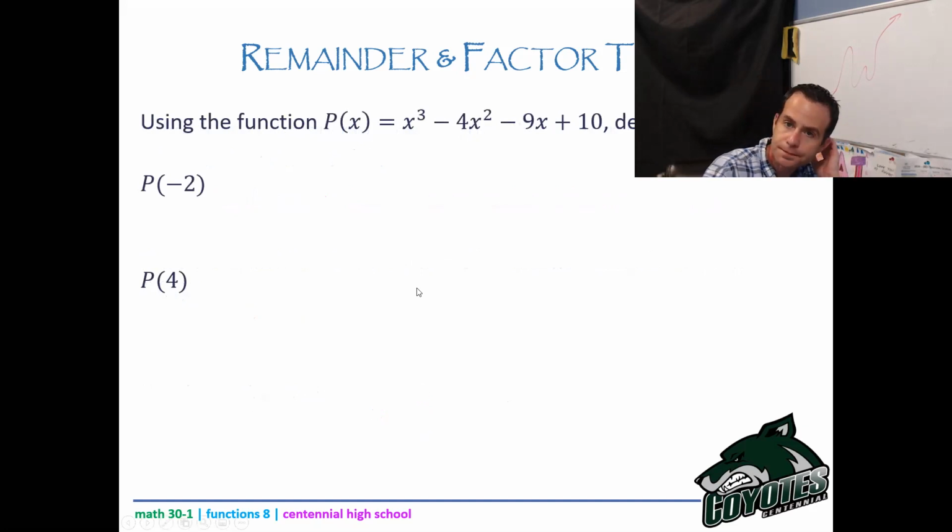Using the function P of x equals x cubed minus 4x minus 9x plus 10, determine P of negative 2 and P of 4. You should pause me and try these yourself. Give you a moment.